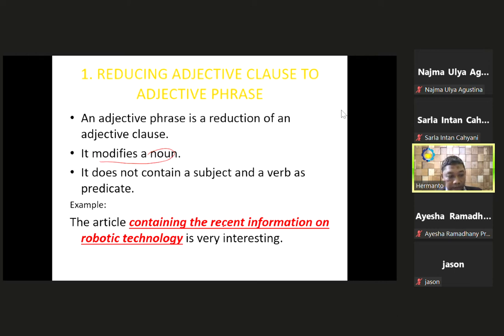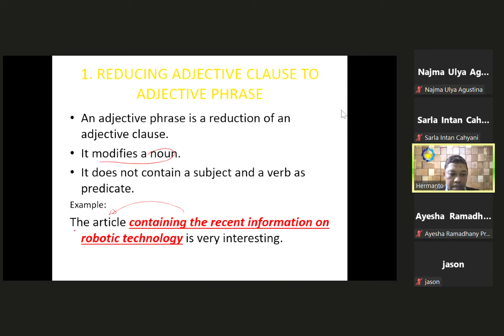You often find sentences containing phrases like this in text. I'm sure about it. And later you can prove it yourself by identifying sentences containing adjective phrases. Now, please pay attention to the underlined words in the example, containing the recent information on robotic technology. This is an adjective phrase, and it functions to describe the article, to modify the article.